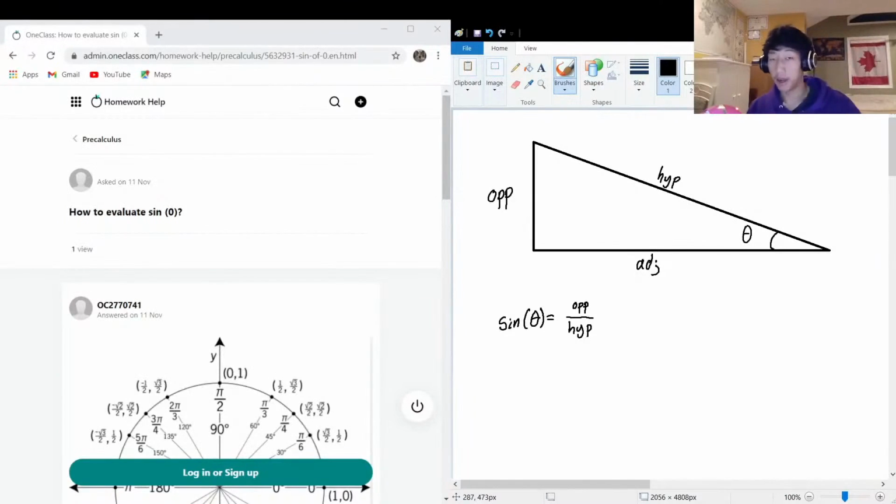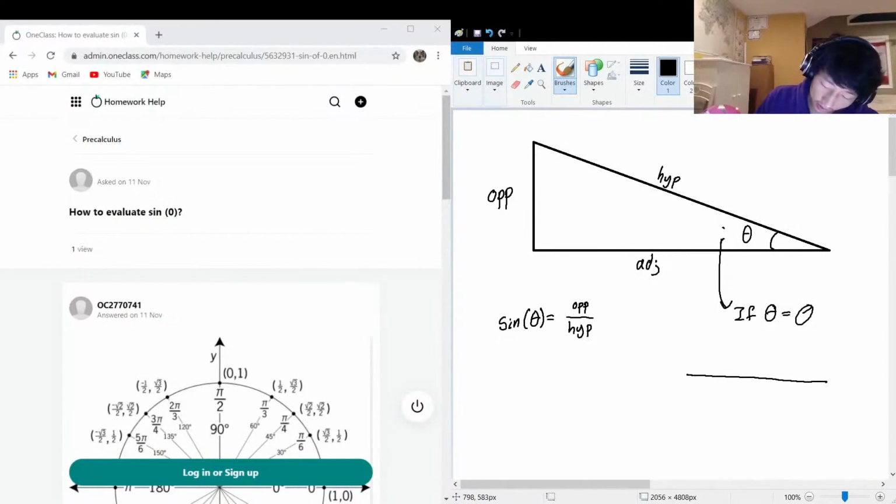Okay? Now, as you can see, as theta, or as the angle gets smaller and smaller, opposite is also going to get smaller and smaller. If the angle was 0 degrees, so if theta equaled 0, well, it would just be like this. This would be our hype, and it would also be our adjacent, because what's the angle of separation between them? There is no separation. They're the exact same line.